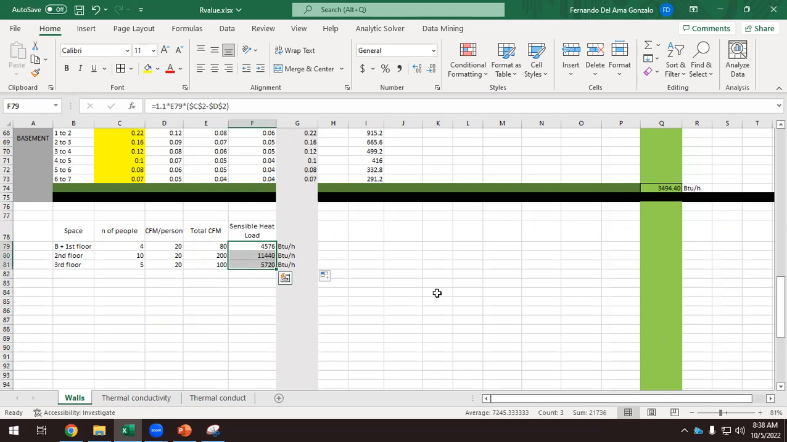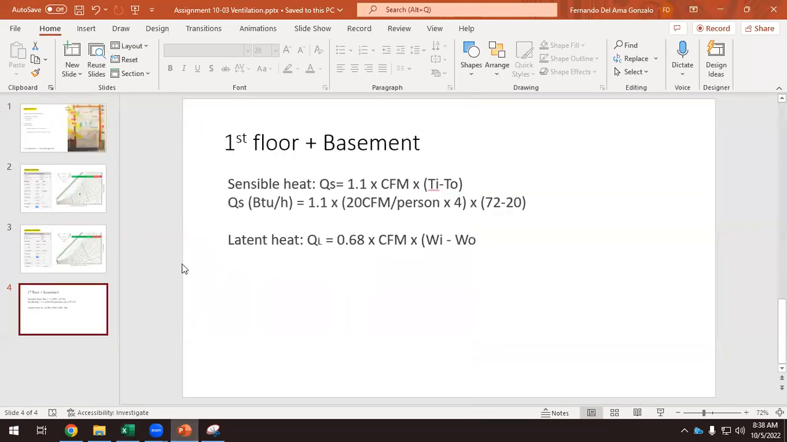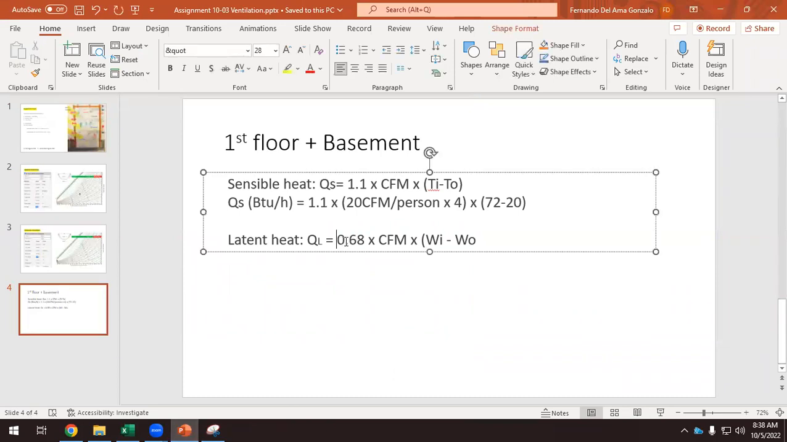But why is this figure not here? Because for the same space, I have to calculate also the latent heat load. So for the latent heat load, the formula is different. We have 0.68 times the CFM. So the CFM are the same. And this is indoor wet bulb temperature minus outdoor wet bulb temperature. So the formula is different. The CFM is the same, the space is the same, but the formula for the latent heat is different.